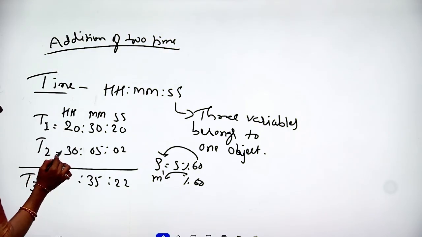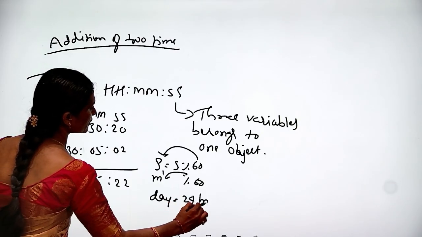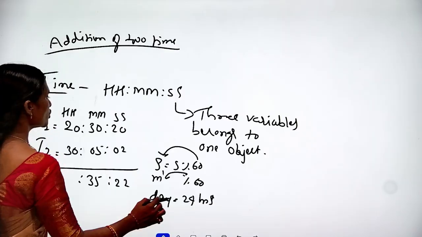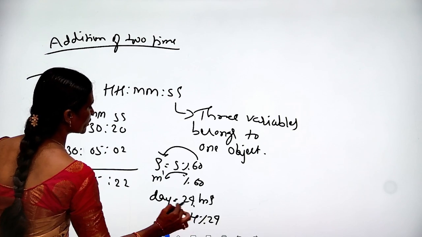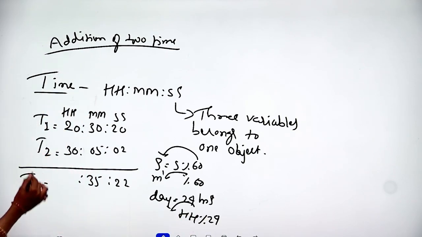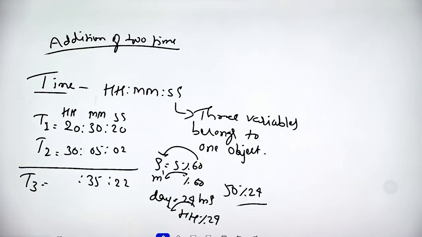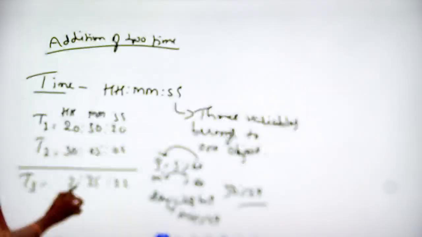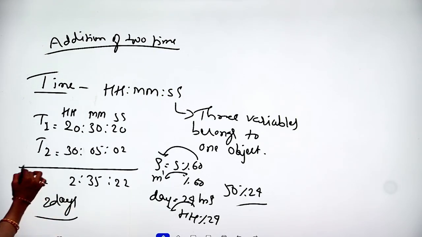Similarly for hour, how many hours equal 1 day? So we have to convert it as a day. That is, 24 hours is equal to a day. So the total hours mod 24 will convert into 1 day. Here it is 50, so 50 mod 24. How much will it be? 24, 24, 48. 48 means 2 days, leaving 2 hours. That is 2 days, 2 hours, 35 minutes, 22 seconds.